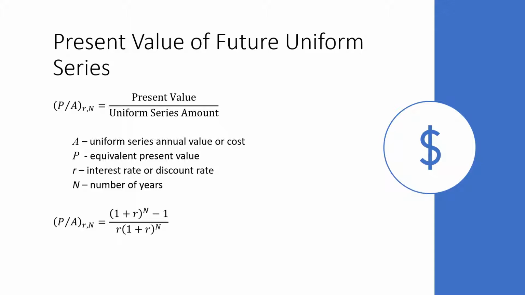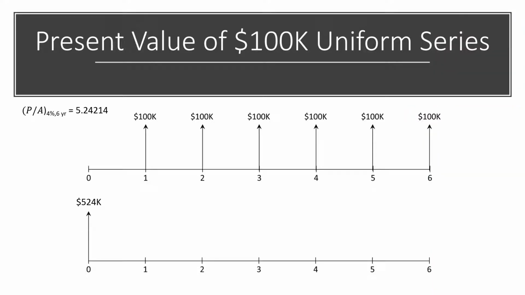And so in this case, when we look at our 6-year 100K annual expenditures at an interest rate or discount rate of 4%, we end up with P over A of 5.24. And essentially that has a present value of 524,000. If you add up the values, 1, 2, 3, 4, 5, 6 times 100, it's 600,000, but you're discounting, particularly the further out you go, the more you're discounting. So you end up with a present value of 524,000.